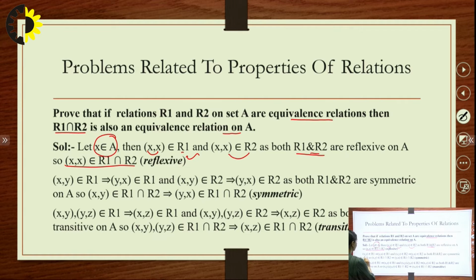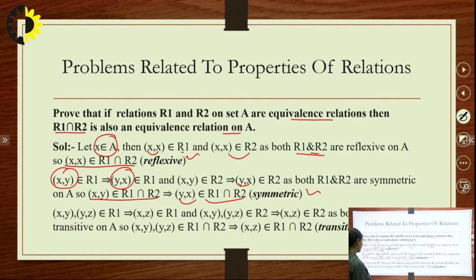Now suppose that (x, y) belongs to R1. This implies (y, x) also belongs to R1, because we are told that R1 is symmetric. Then (x, y) belongs to R2 and (y, x) also belongs to R2, as R2 is also symmetric. This means that both elements belong to R1 and R2. So (x, y) belongs to R1 intersection R2, and this implies that (y, x) also belongs to R1 intersection R2. So it is proved that the relation is symmetric.